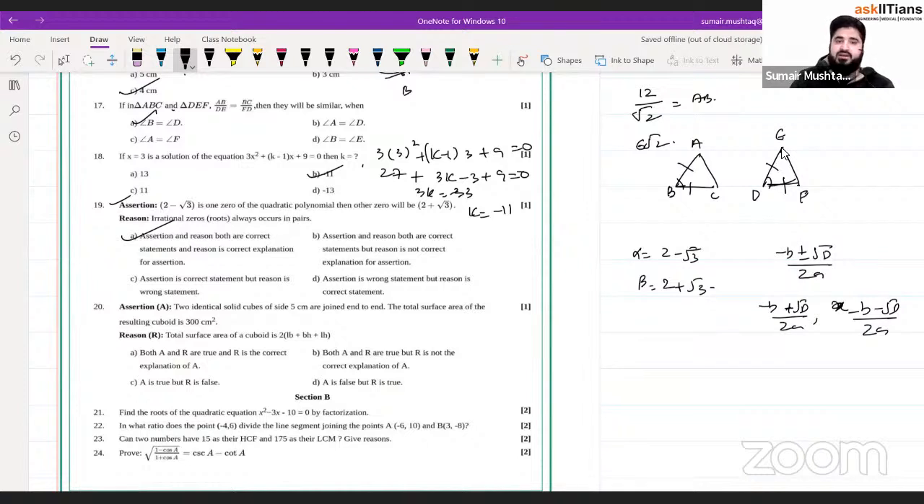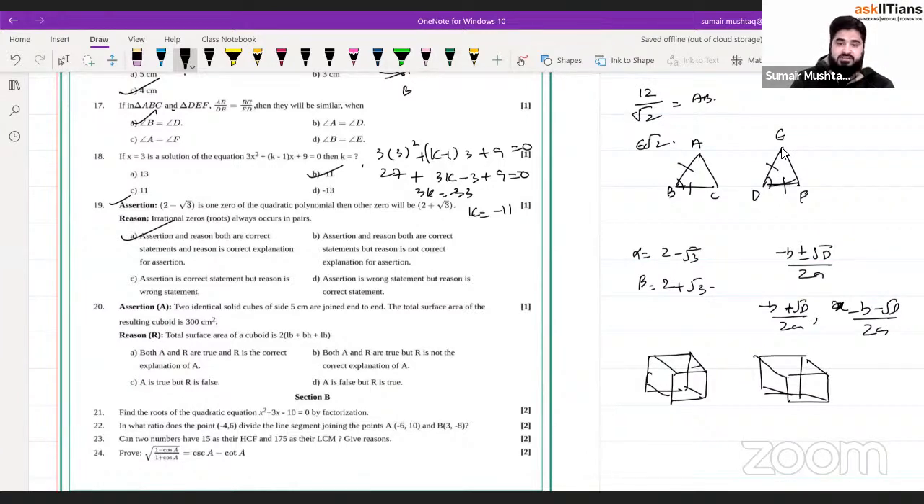Next, two identical solid cubes of 5 centimeter are joined end to end. Suppose this is a cube and this is one more cube, and they are joined end to end. End to end means, what do you mean by end to end?